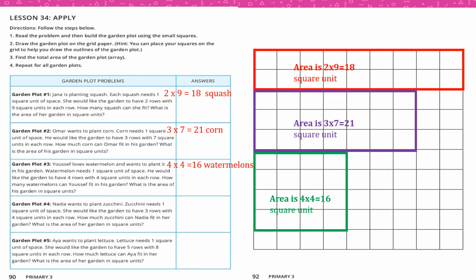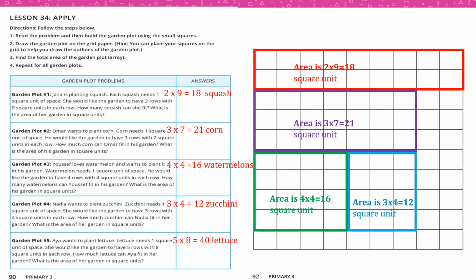Number 4, Nadia wants to plant zucchini. Zucchini needs 1 square unit of space. She would like the garden to have 3 rows with 4 square units. So 3 times 4 equals 12 zucchini. And we will draw it. 3 rows with 4 square units, like this. The area will be 3 times 4 equals 12 square units.